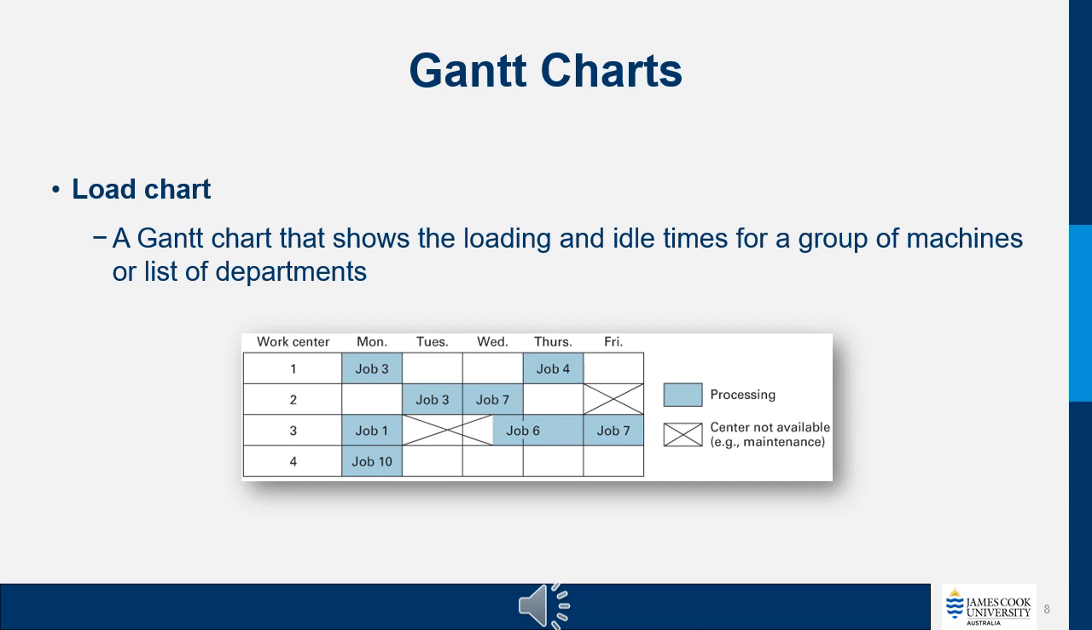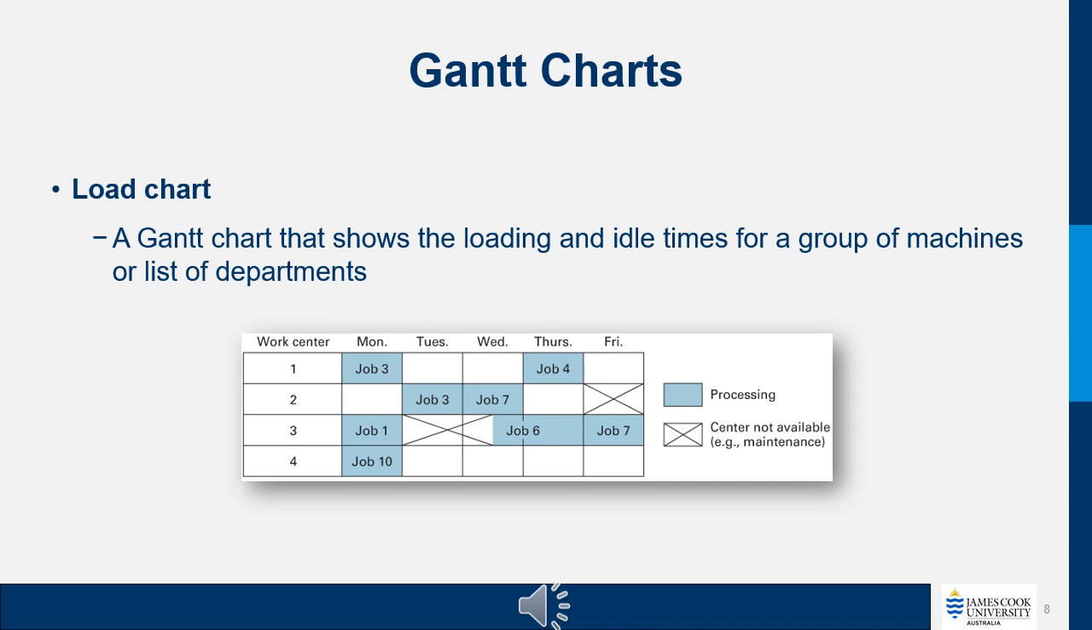A load chart is a type of Gantt chart that specifically focuses on displaying the loading and idle time for a group of machines or a list of departments within an organization. It provides a visual representation of the utilization of machines or departments over a specific time period.